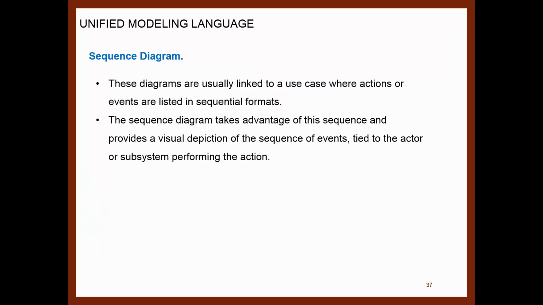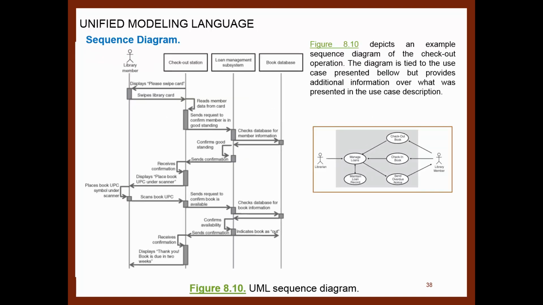Sequence diagrams. These diagrams are usually linked to a use case where actions or events are listed in sequential format. The sequence diagram takes advantage of this sequence and provides a visual depiction of the sequence of events tied to the actor or subsystem performing the action. So here's an example. This represents a sequence diagram of the checkout operation. The diagram is tied to the use case presented below, but provides additional information over what's presented in the use case description.